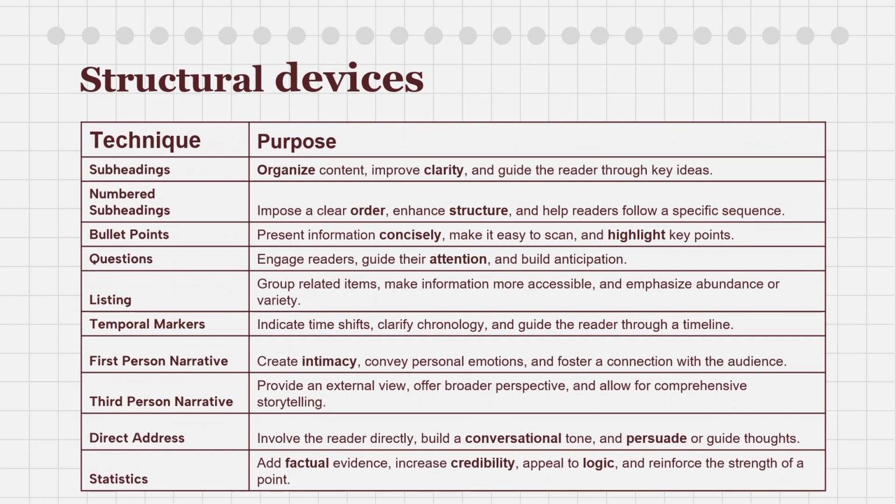Next is structure. Here you are looking at how the text is organized. This could include subheadings, bullet points, sentence type, or narrative perspective like first-person narrative or third-person narrative. The table shows various effects of structural devices which will also be included in the file.